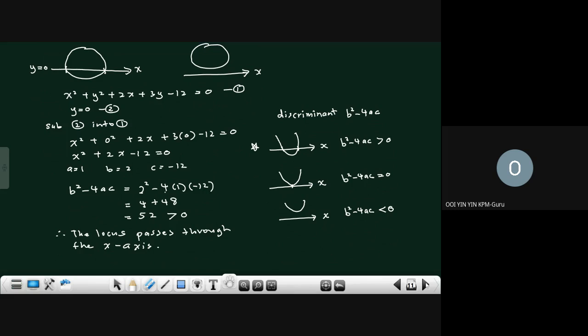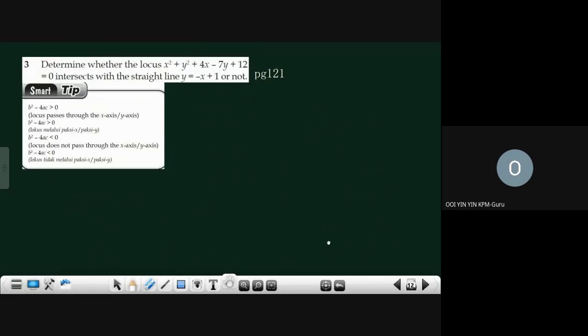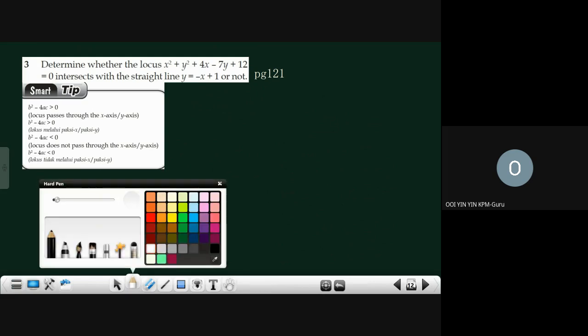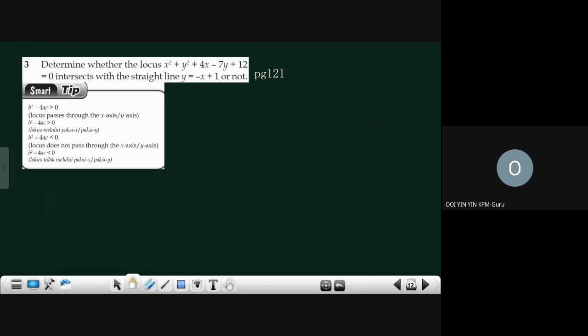Okay, so the pattern here seems to go. Yeah, that's why this is the tip here. Okay, b squared minus 4ac determines whether it passes through the x-axis or not. Okay, all this. So now, like usual, as I told you before, this kind of question is actually quite easy. Just that if you do the exercise, you encounter this question, and then you find out that oh, this is how you solve it.